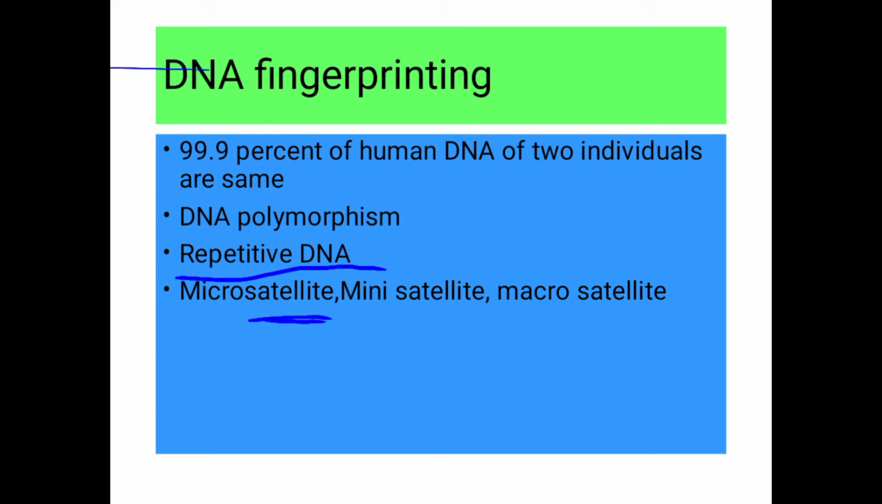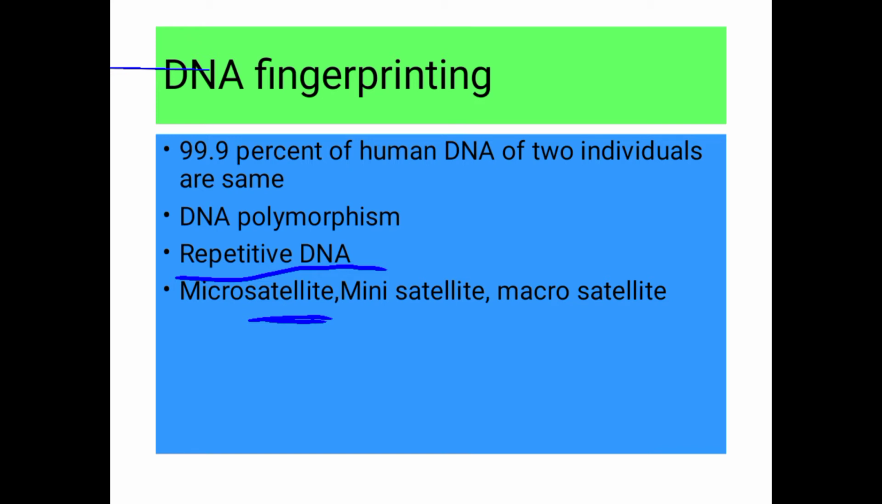So they are known as what? Satellite DNA. And the satellite DNA contains what? Repetitive sequences, for example AT rich or GC rich, depending upon the base composition. What is the base composition in the AT rich or GC rich?